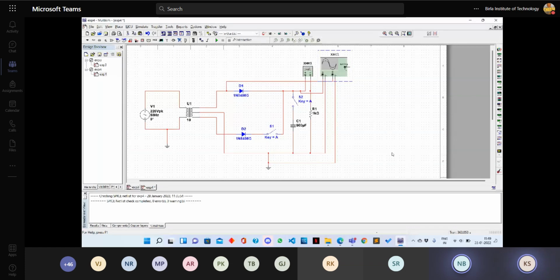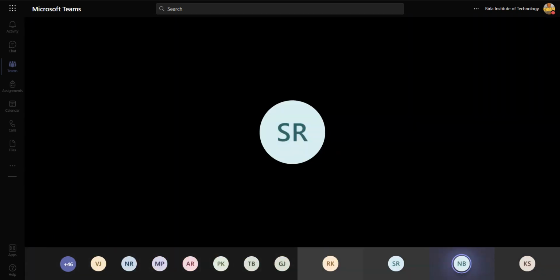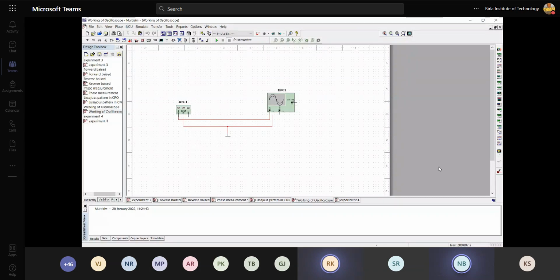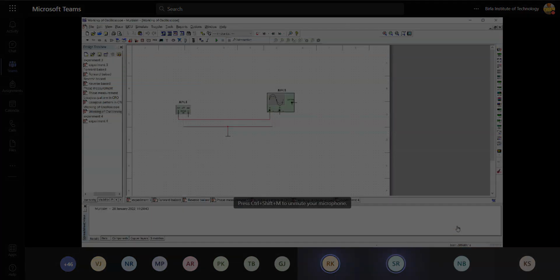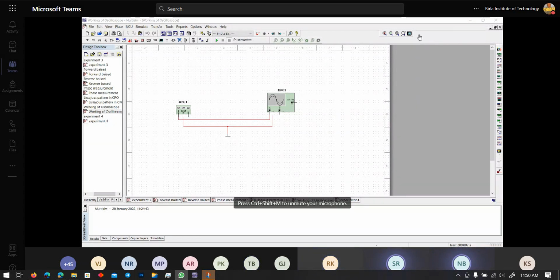Sir, can I share my screen now? So Rishabh Kumar, yes, sir. Okay. Sir, I have shown 1 and 2 last class. I am showing 3 and 4 experiment. Sir, this is the third experiment. I am changing voltage now. So my screen is sharing. This is the third experiment.